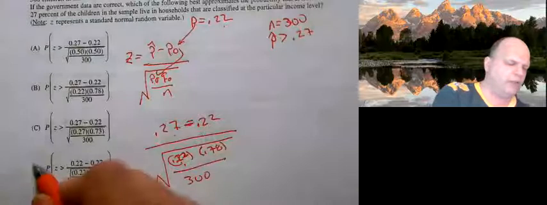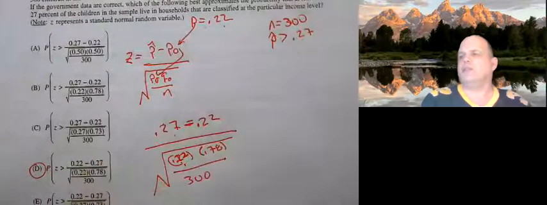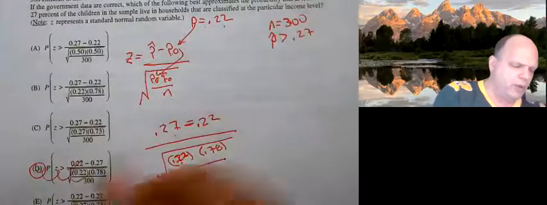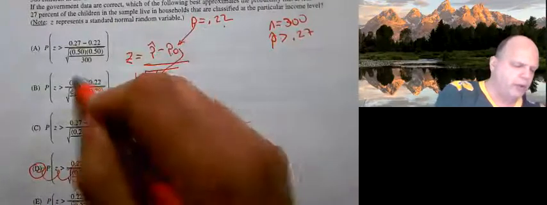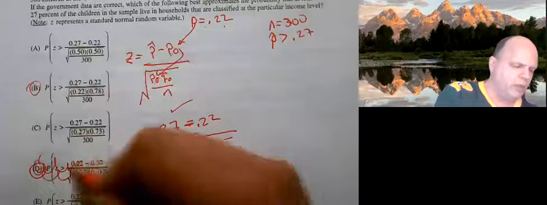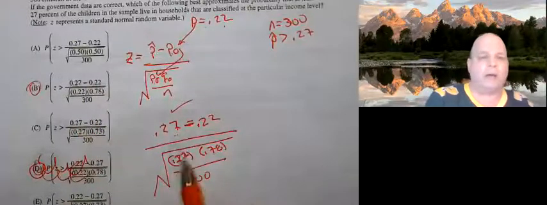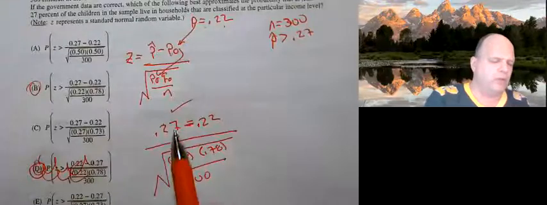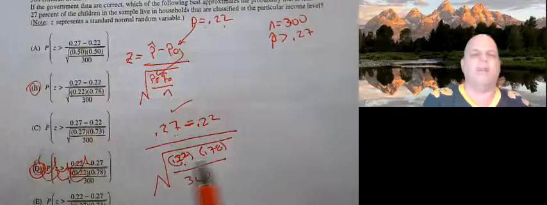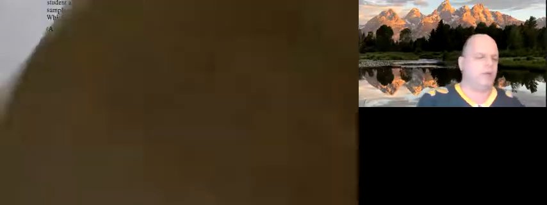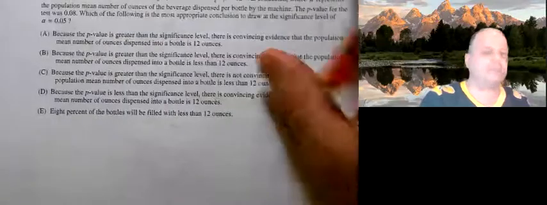Consequently, my answer to number 37 is, excuse me, I swapped the order. This is correct. My answer to 37 is B, which is what I actually wrote, but not what I was circling. So 0.27 minus 0.22 over the square root of p naught, q naught, over n. All right, moving on to number 38.